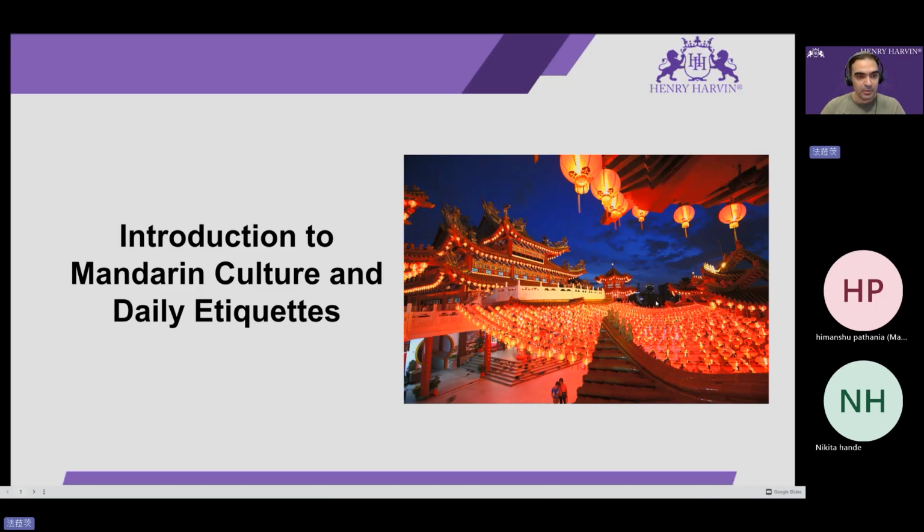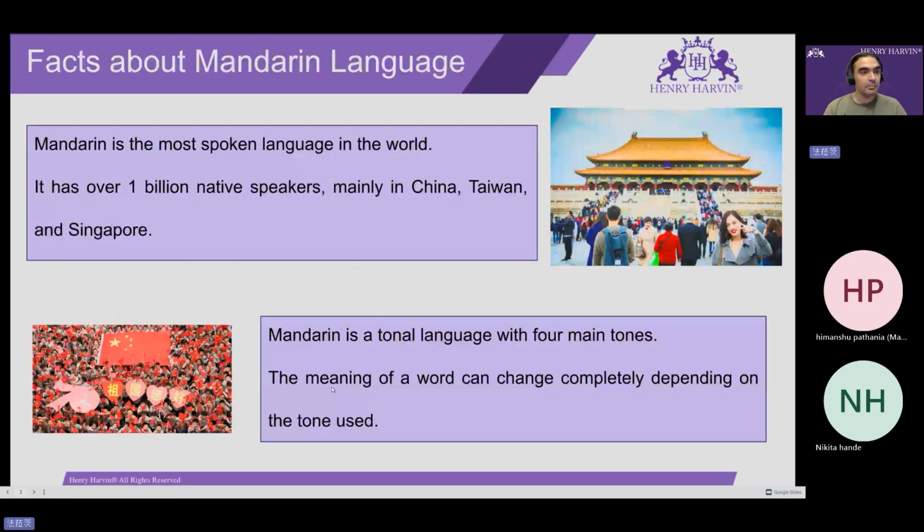And today we'll be studying the Mandarin culture and some daily etiquette related to the language and the culture itself. Today's part will be more of an introduction, where we will try to understand how the culture and language work in combination with each other, and what we need to take notice of while using the language or communicating with native speakers.